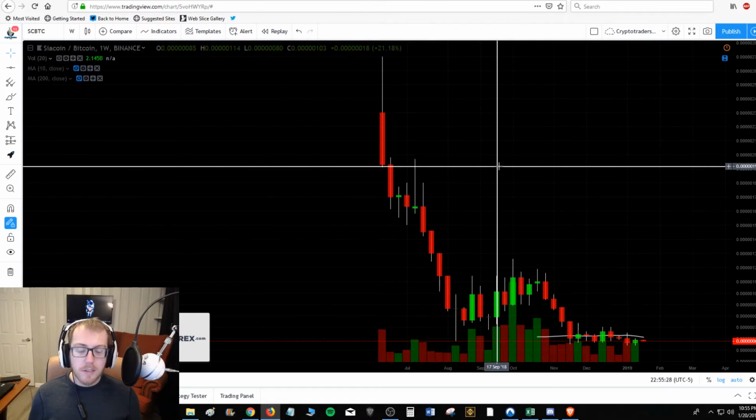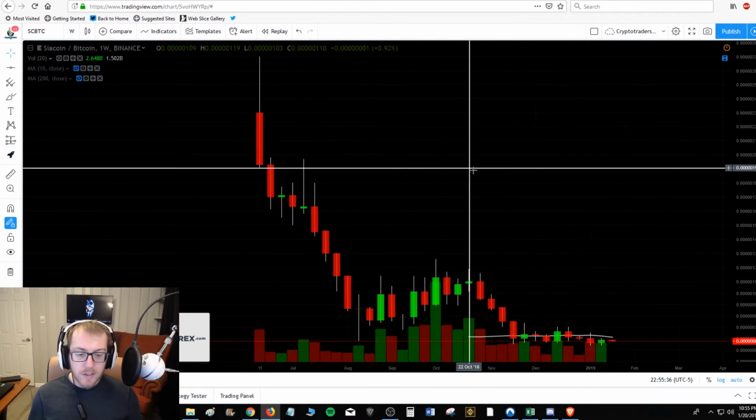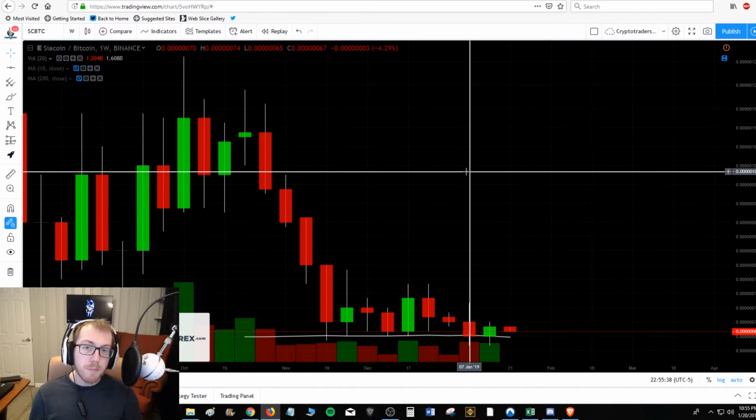Again, I like to look at the bigger picture first. So I start at the weekly, then the daily, then maybe the 4 hour, the hourly. But I like to start at the higher time frames first. It's always worked best for me. If it looks bullish on the weekly chart, then I'm going to look for an entry on the daily.